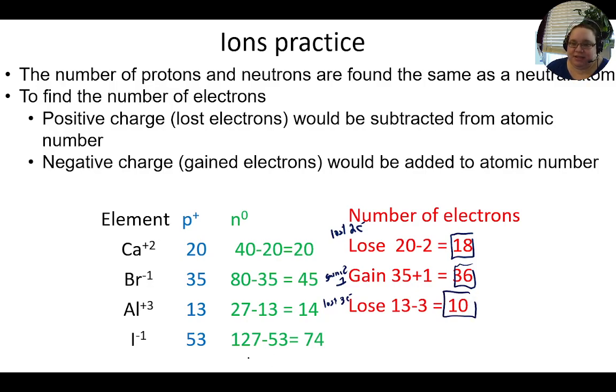And last but not least, I've got iodine, negative 1. Well, iodine normally has 53 electrons. That negative 1 means it went out and gained 1 electron. Therefore, it has 54 electrons. So that is our ions. In terms of having to determine the number of subatomic particles, I would say that they're probably the trickiest. And you want to make certain you take your time and ask yourself, am I gaining electrons or am I losing electrons?